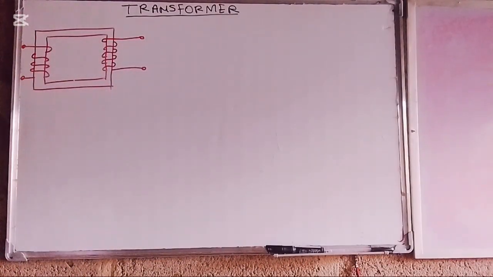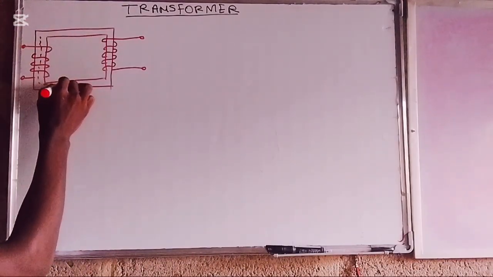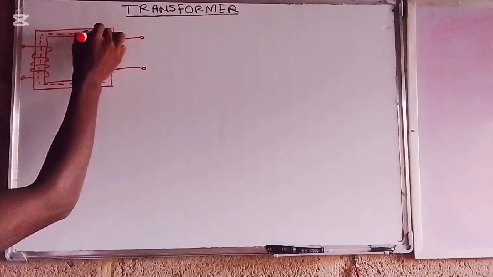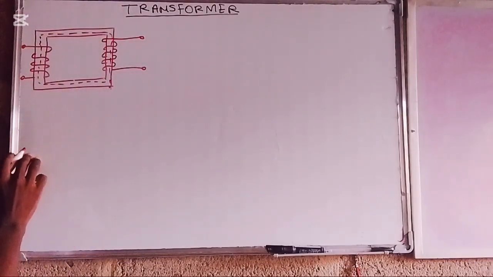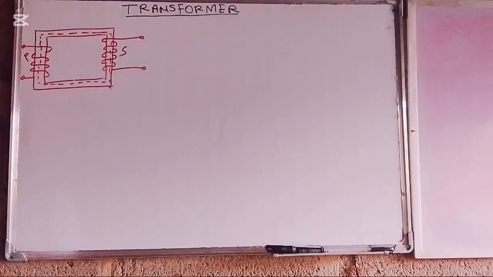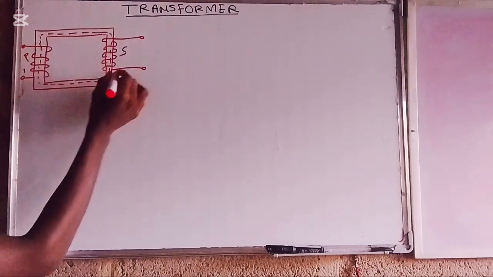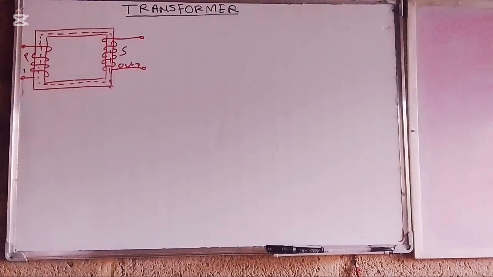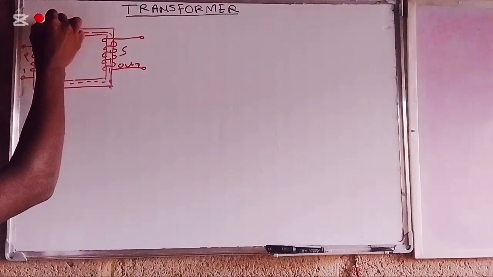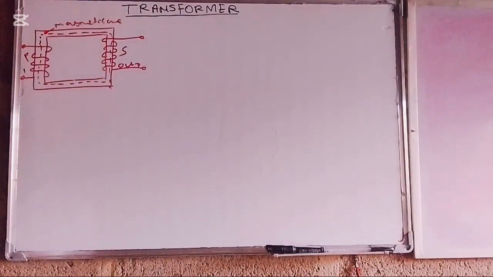So this is a transformer, and therefore we have the magnetic core here. This is the primary side, and this is the secondary side. This is the input, and this is the output of a transformer. This is a magnetic core. This is the output, this is the input.